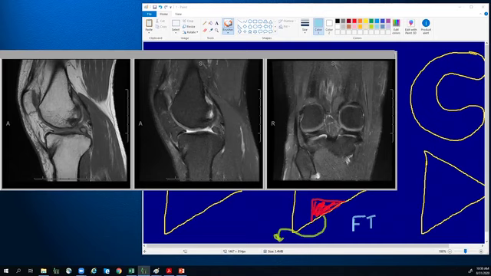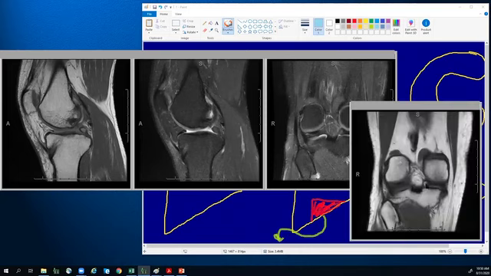This is what's referred to as a meniscus ossicle. And it's just a very rare phenomenon. People don't necessarily know what causes the meniscal ossicle, but the key is on a plain film not to get confused calling this a loose body.